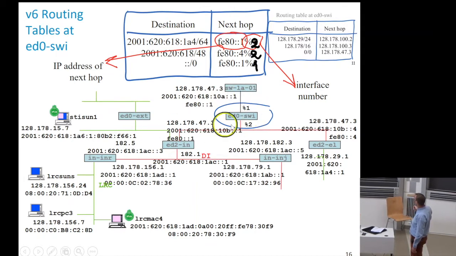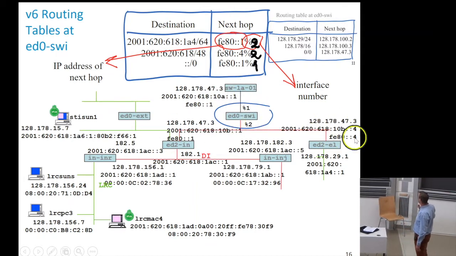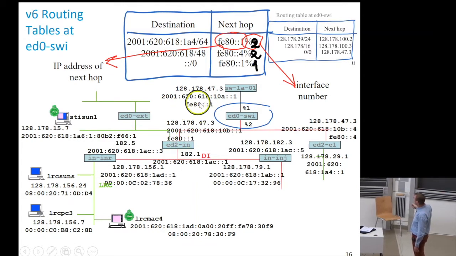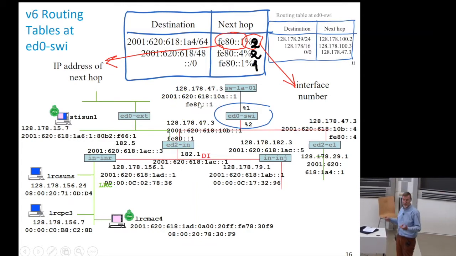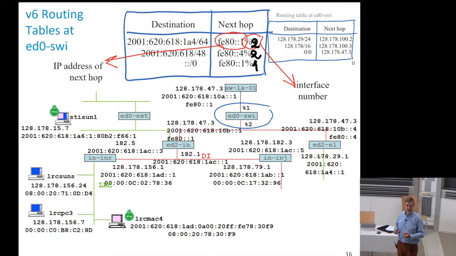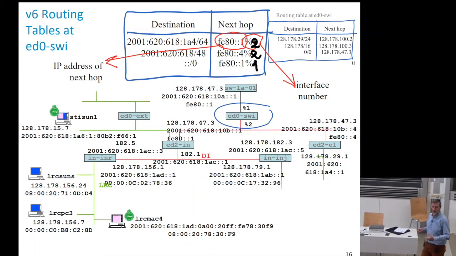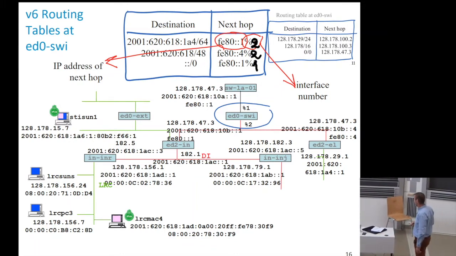Same thing on this red network, there are two link local addresses, FE804 and FE801, but this FE801 is not the same address as this one. Well, it's the same address, but they don't belong to the same interface. The meaning is within the local area network. Right.